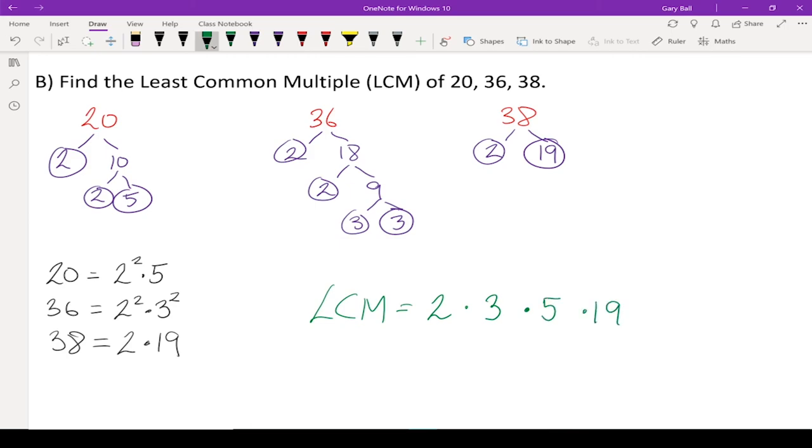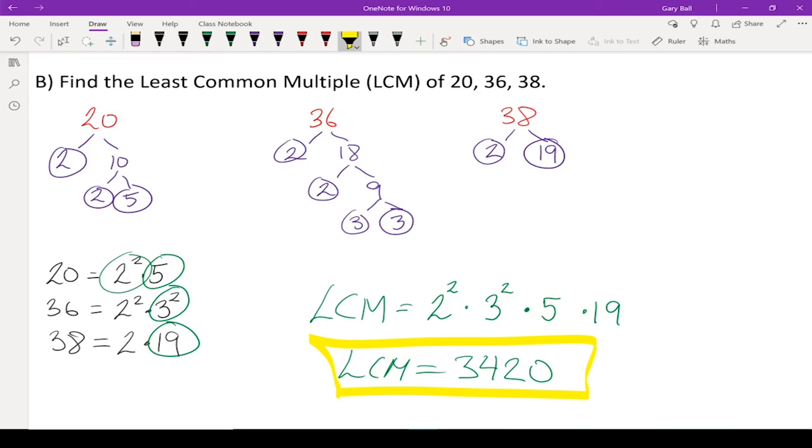Let's identify the highest power we've got of each. Two twos is the most we've got. Doesn't matter that it shows up twice in two different places. I go for the biggest one, so 2 squared. I look over here, I've got 2 threes, so that's going to be 3 squared. I've only got 1 5, so that's going to stay as a 5. I've only got 1 19, so that's going to stay as a 19. If I multiply those all together, my lowest common multiple equals 3,420.